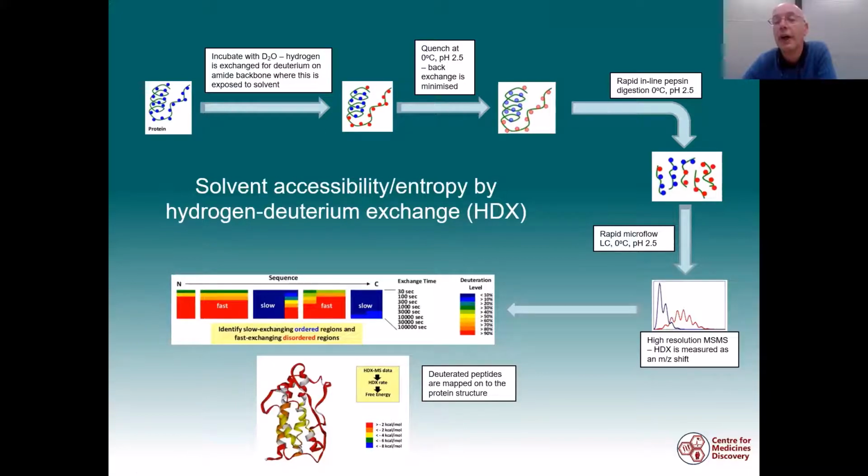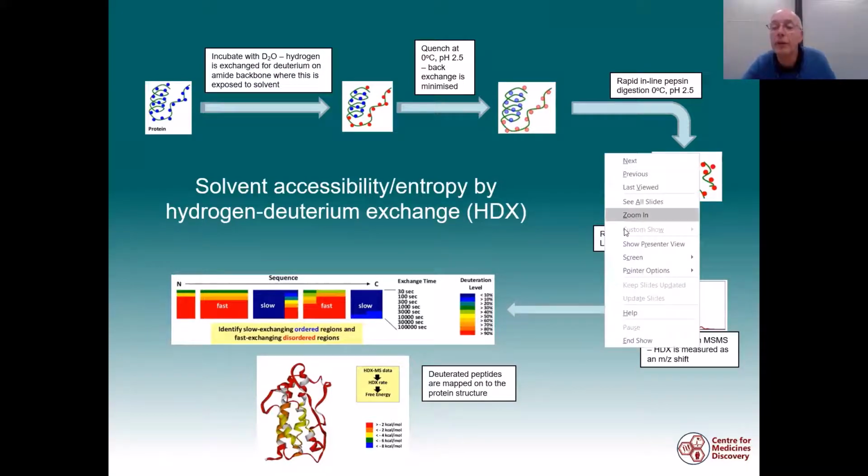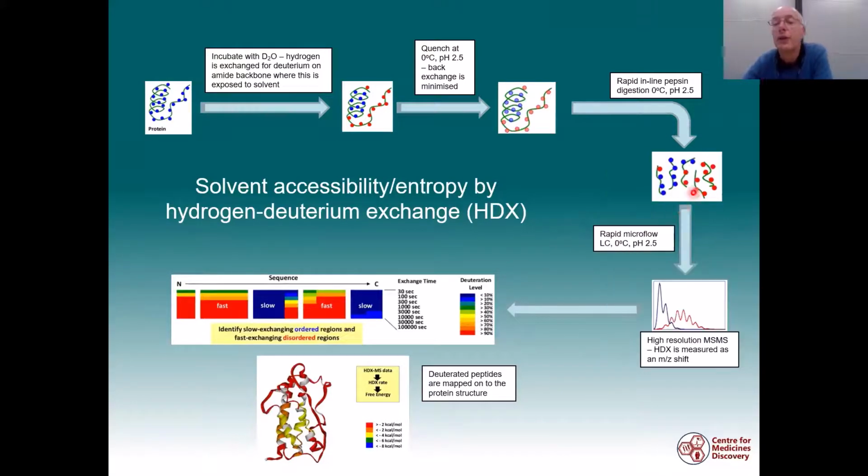And so we're then going to end up with these, I'm just going to get a different pointer, just a minute. Okay, so we're going to have a mixture of peptides. Some of these peptides will be deuterated, and some of them will not be. Some of them will be partially deuterated. We then need to separate those peptides by chromatography.